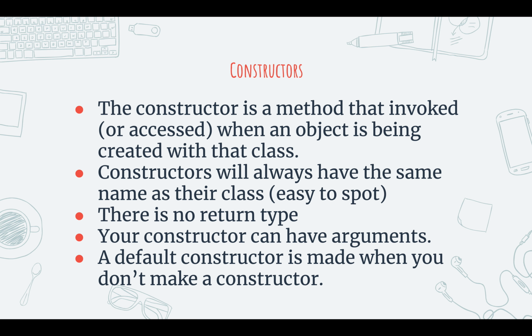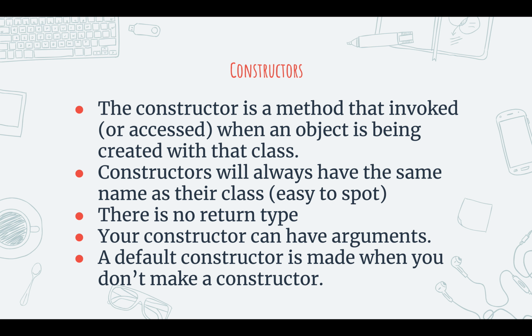Now, the constructor is a method that is invoked or accessed when an object is being created with that class. And constructors are different from the regular methods that you already got used to. These will generally reflect the name of their class and will have the word public right beside it. And this makes it very easy to spot. It's very easy to find the constructor when you're looking at a class that is acting as the framework for an object, because you simply look at the class name and then you find the class name as a method within the class. So very easy to spot.